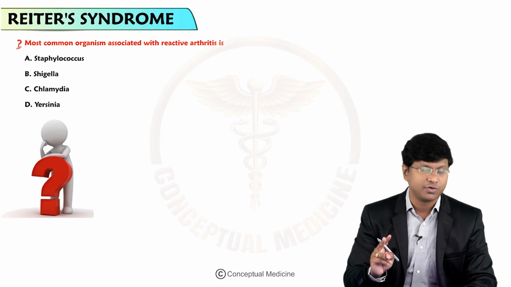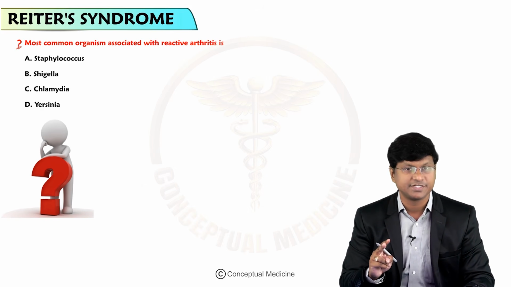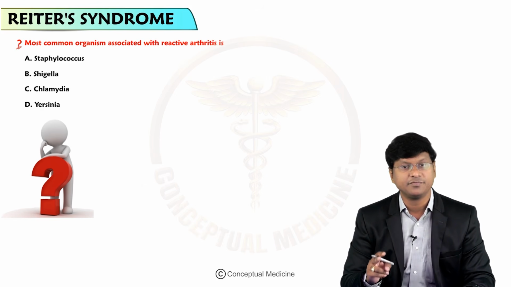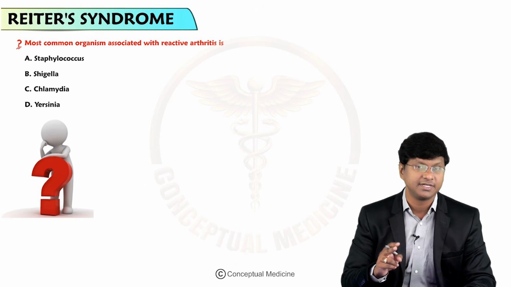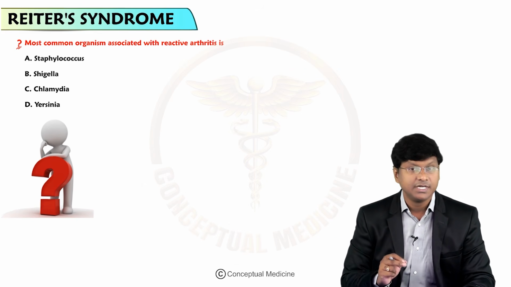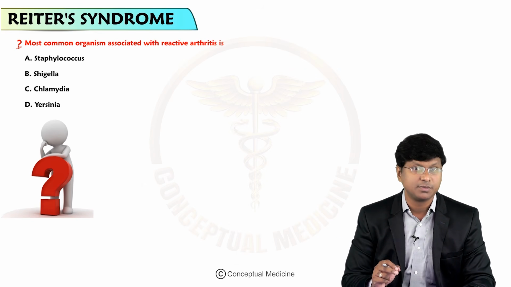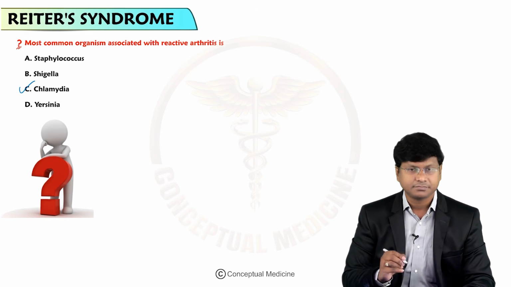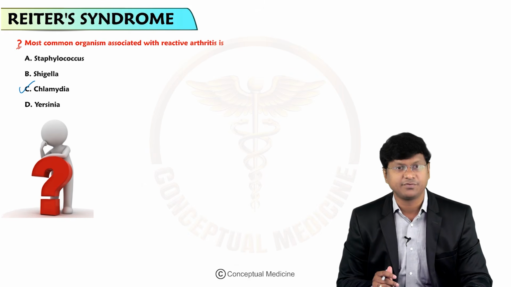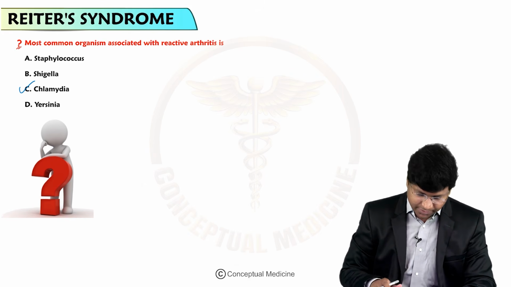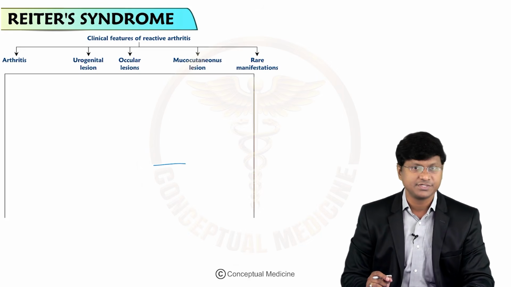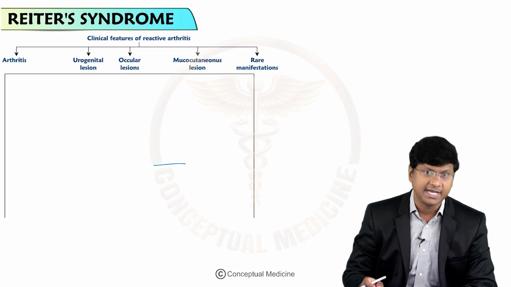So we have discussed two forms. One is your sexually transmitted form, secondary to Chlamydia trachomatis, and the dysenteric form, which is secondary to Shigella, Salmonella and Campylobacter species. Among these, the most common is Chlamydia trachomatis. That is, the sexually transmitted form is the most common. Now, if you look at the detailed description of the individual clinical manifestations, one, we have discussed the arthritis.